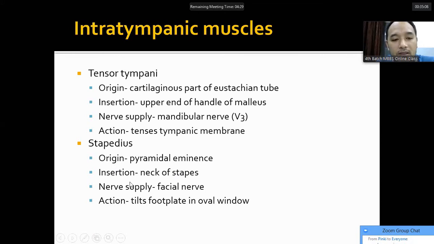The stapedius muscle, just like the stapes, arises from the second pharyngeal arch, so it is supplied by the nerve of the second pharyngeal arch, which is the facial nerve, the seventh nerve.